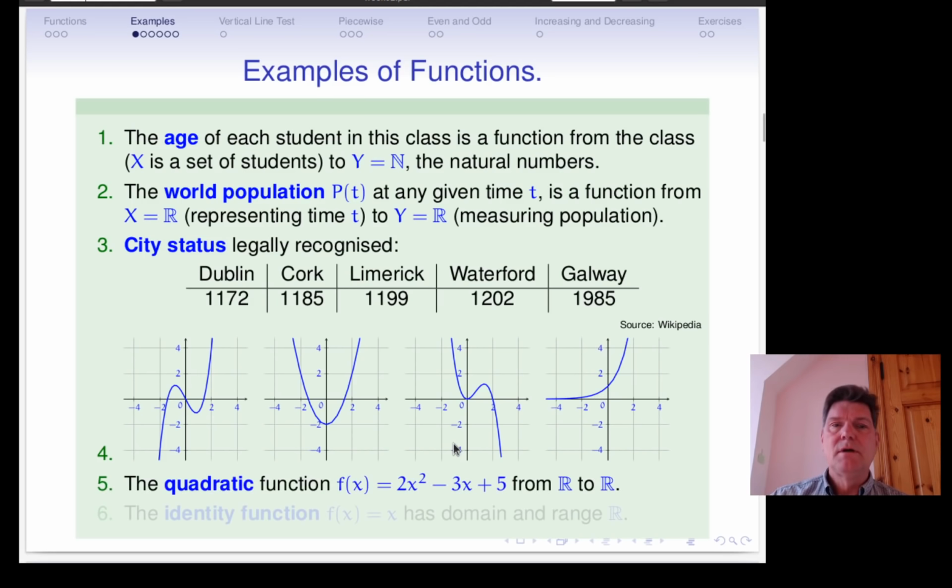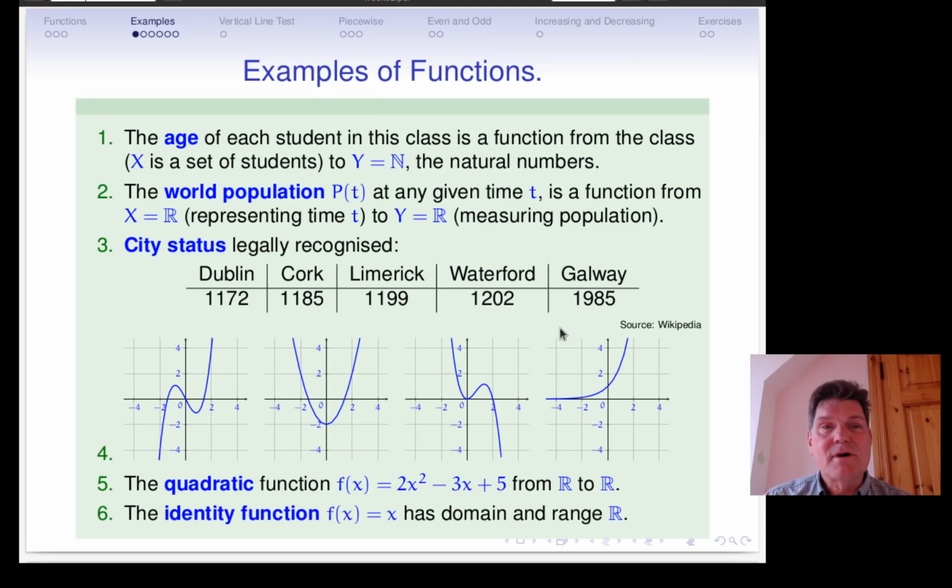Number 5 is a so-called quadratic function given by a formula. F of x is 2x squared minus 3x plus 5. This formula describes a function from the real numbers to the real numbers. And finally, one of my favorites, the identity function. F of x is x. Output equals input. It's a function that has domain and range, all of the real numbers, and we'll meet that function again in a particular setting later in the course.